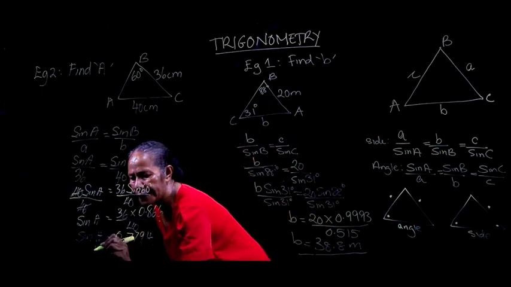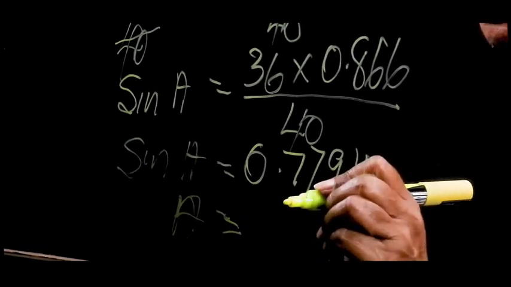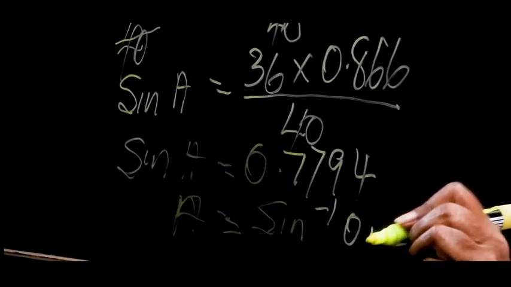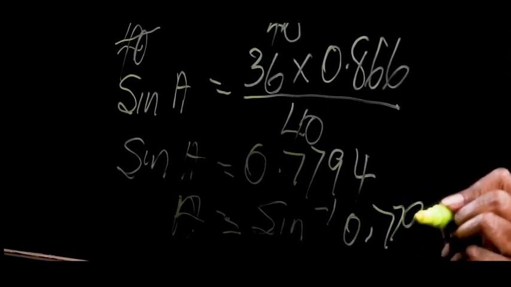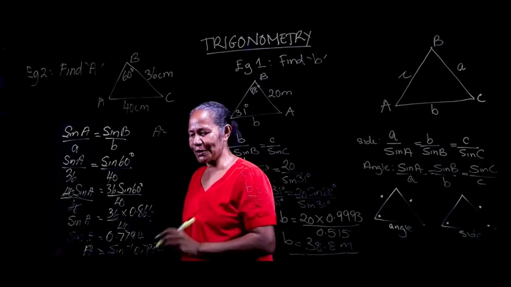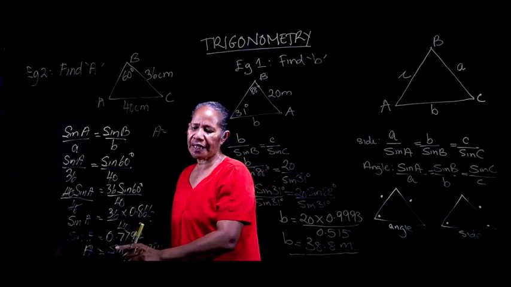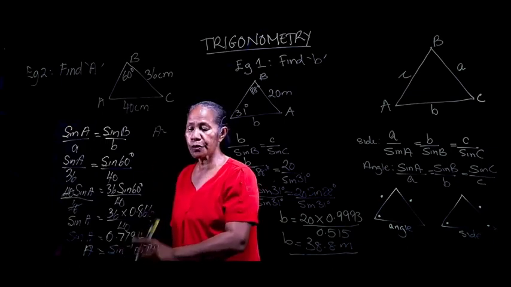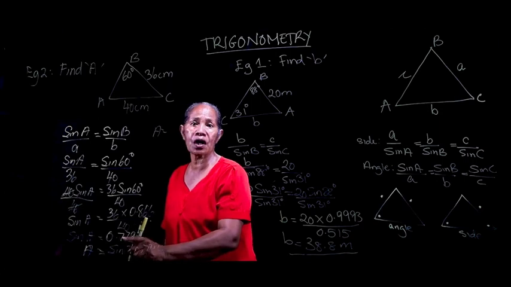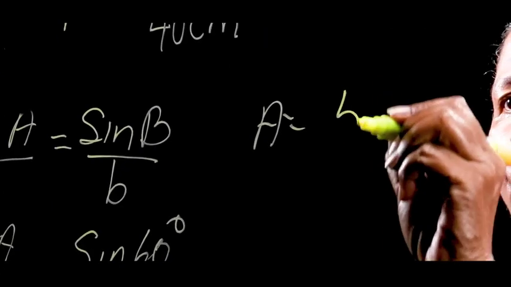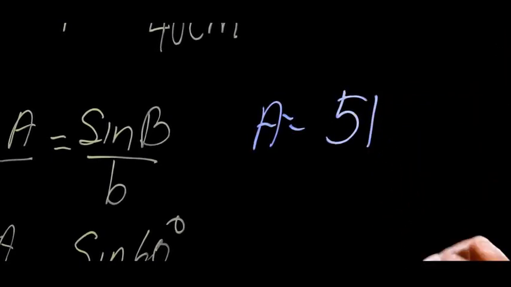To get A, A is equal to sine to the negative 1 of 0.7794. On the calculator, you press the second function, which gives sine to the negative 1. That means we are converting this decimal value to an angle. So A is equal to 51 degrees. That is our value for A.